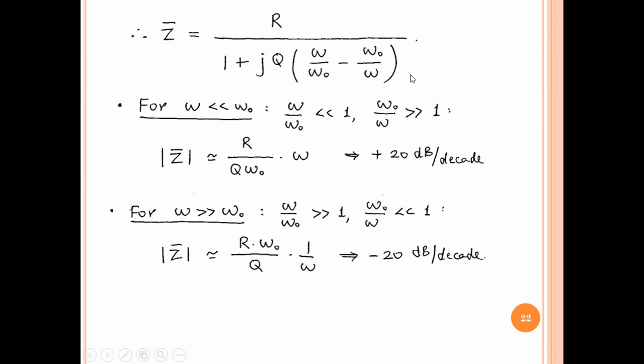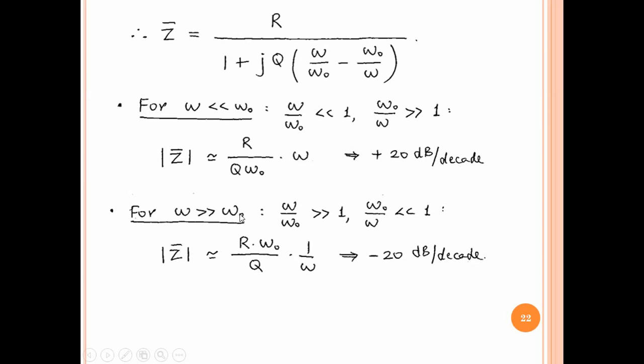Now let us look at the frequency response. So we look at this Z for various ranges. For omega much less than omega naught, this term is very small and this term is very large, so the magnitude of Z will have only this term. This is much greater than 1, this is much less than 1. So we'll get R by Q, omega naught by omega, and as omega goes up, the magnitude varies directly as omega. So on a dB versus log omega plot, this will give us a slope of plus 20 dB per decade.